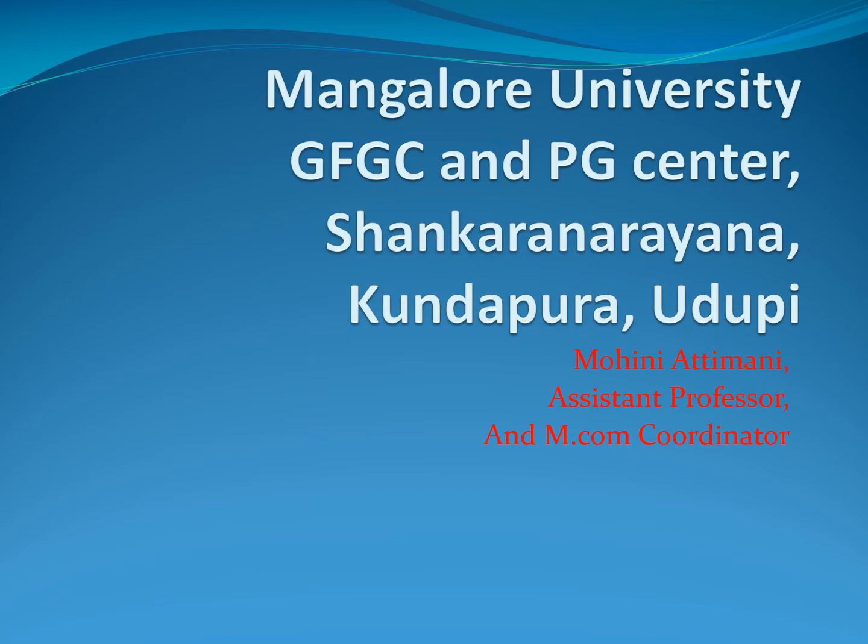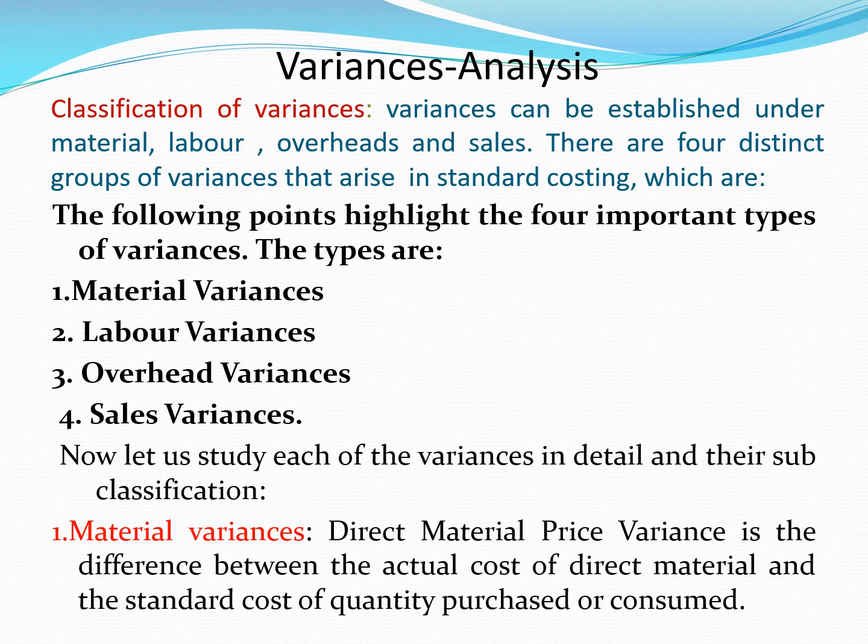I am Mohini. Today, let us discuss variance analysis in standard costing. Variance means the deviation of the actual cost of production from the established standard cost. Now let us see what are the different types of variance. Variance can be established under material, labor, overheads and sales.